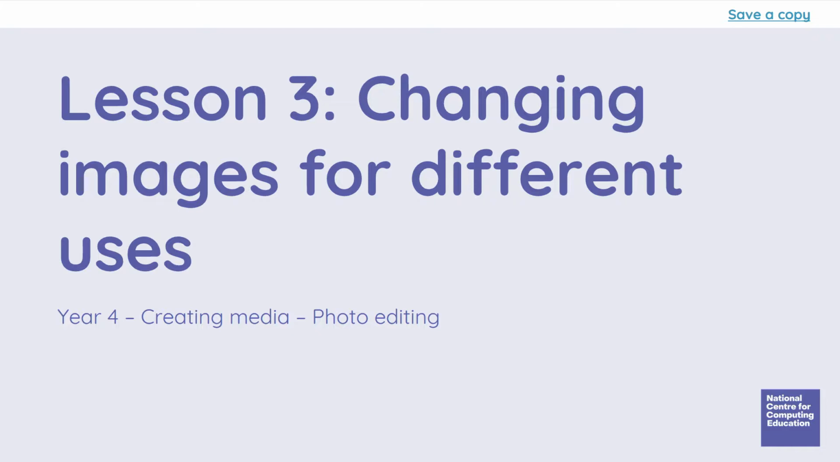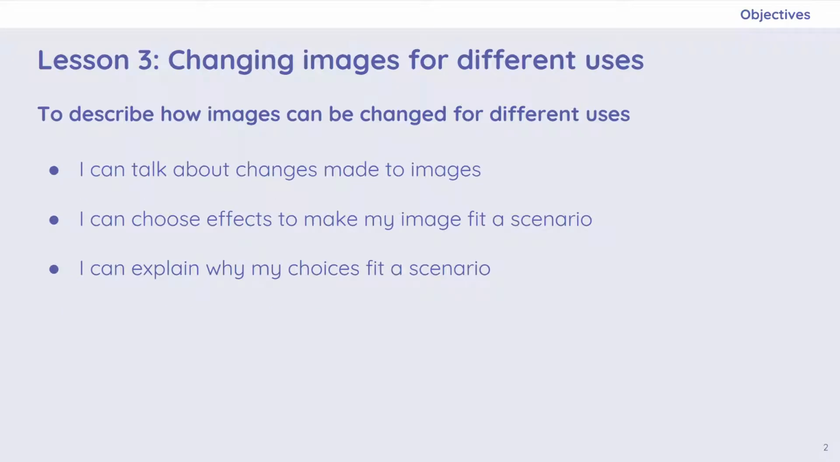Remember, we use paint.net to edit the photographs, but you can use any software that you've got at home if you're not able to access that. So today we're going to think about changing images for different uses. We're going to think about how an image can be changed using adjustments. We're thinking about the colour of the image. We're going to think about how this can change an image to fit a different scenario, and we're going to be able to explain why we chose the adjustment we have and the effect it has.